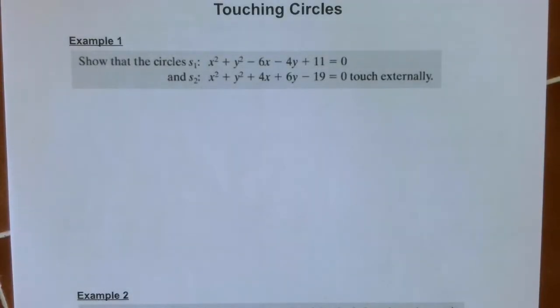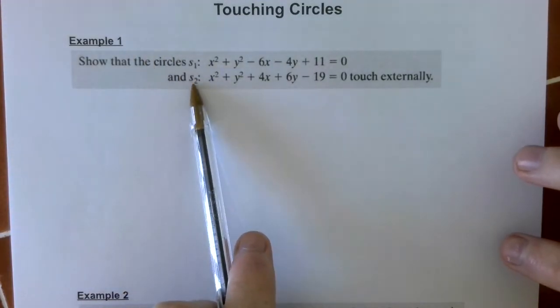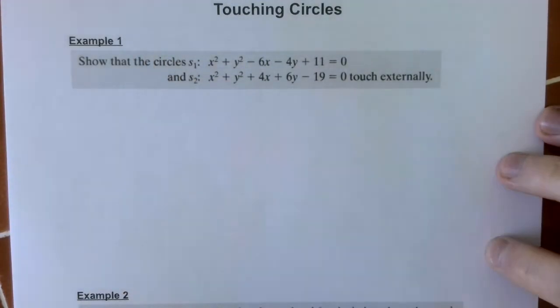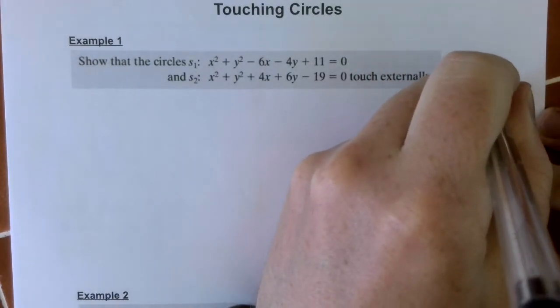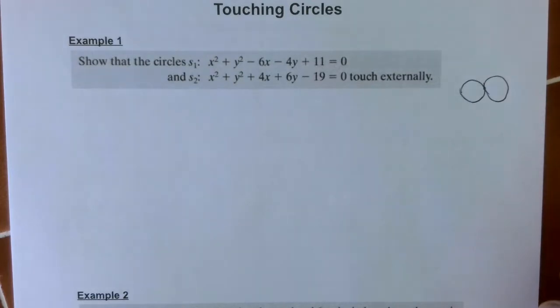This example is on touching circles. Okay, so for example 1, it says show that the circles S1 and S2 touch externally. What it means by externally is that if we drew the two circles, they touch on the outside, as opposed to the inside.